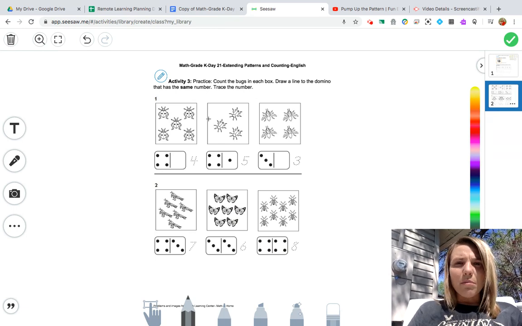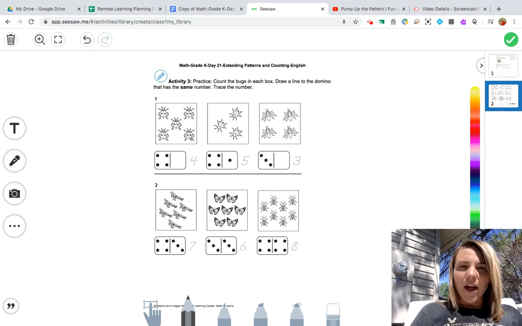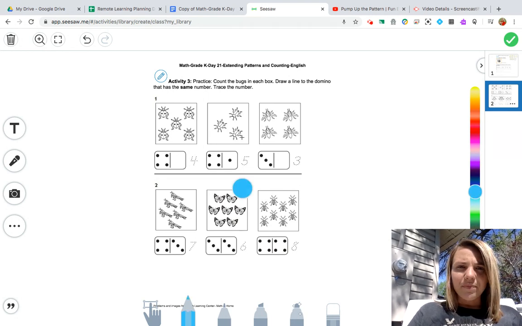Your last activity today, you are going to count the bugs. Once you figure out how many bugs are in each box, you'll draw a line to the domino that has the same number and then trace that number. Let me show you with the first 2, and then you'll finish the last 4 on your own. Let's check this out together. Let's count how many ladybugs we see.